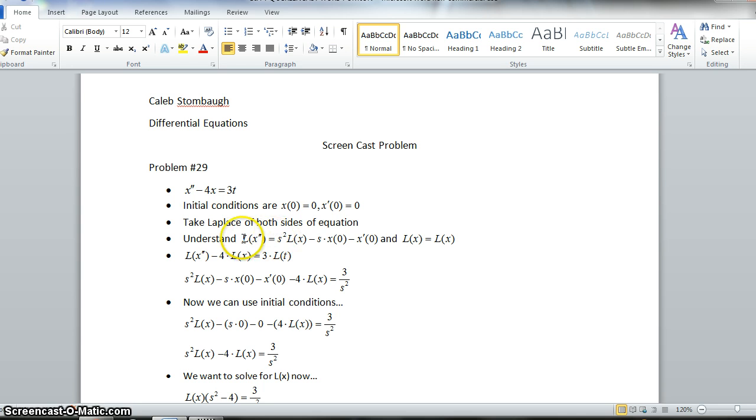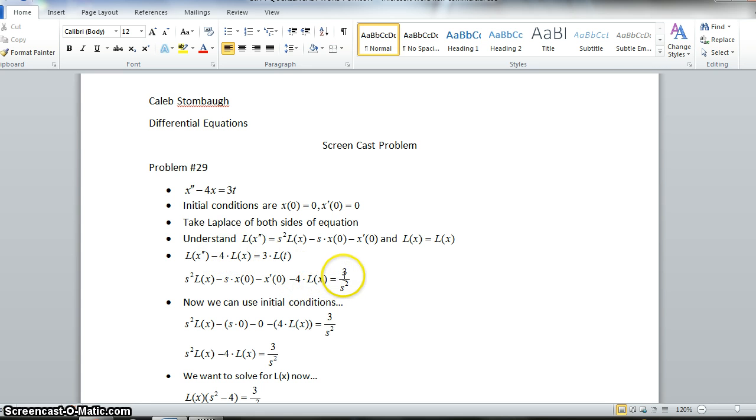But before we do that, we know that the Laplace of x double prime is equal to s squared times the Laplace of x, minus s times x of 0 minus x prime of 0. And that the Laplace of x is just equal to the Laplace of x. Alright, knowing that, we can now take the Laplace of both sides of the original equation. And so the Laplace of x double prime, I said it earlier, is s squared Laplace of x minus s times x of 0 minus x prime of 0, and then minus 4 times the Laplace of x, which is this second term right here.